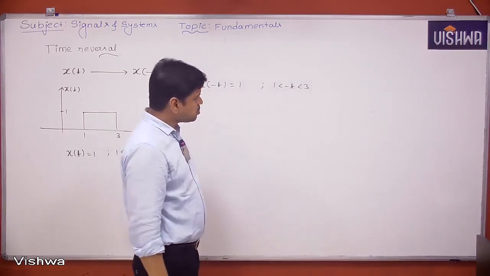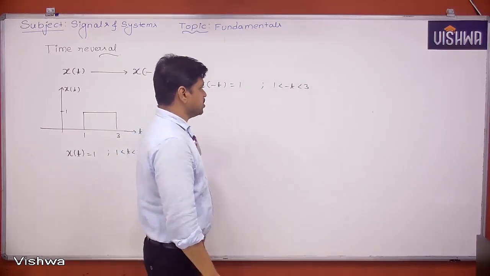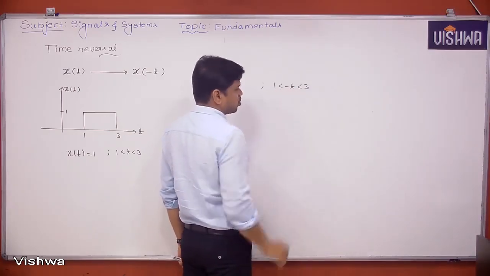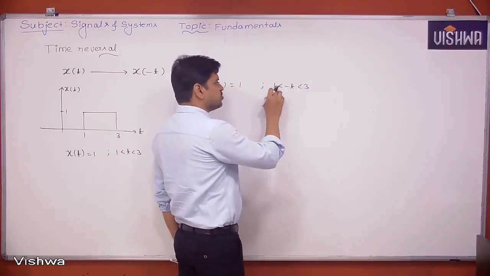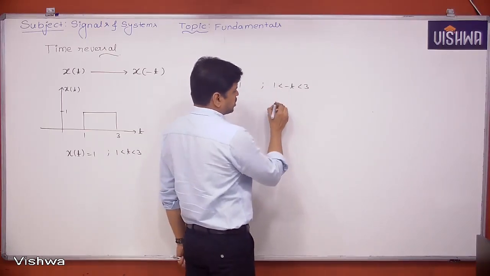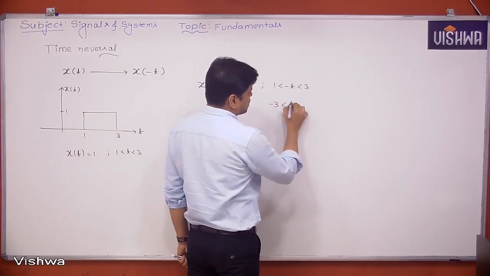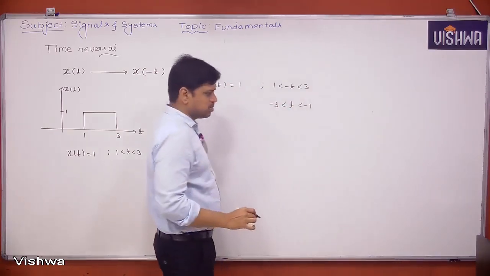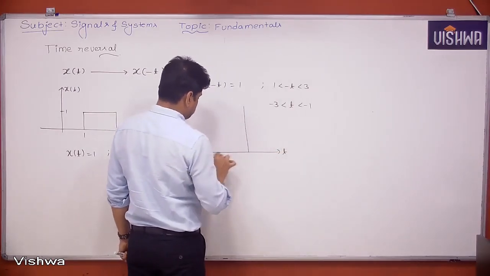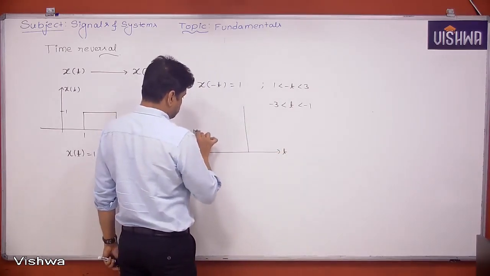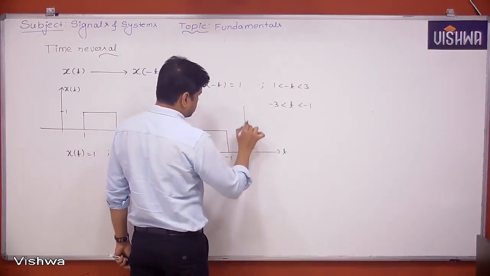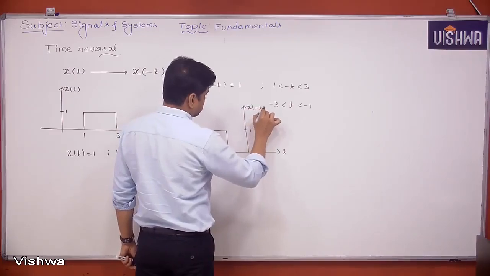Minus t. Then these are the limits of minus t, but I want to find out the limits of t. Then multiply minus 1 on both sides. But here minus 1, so this inequality also has to be changed so that we can write minus 3 less than t less than minus 1. So how does it look like? Between minus 1 and minus 3, whose value is 1. This is x of minus t.